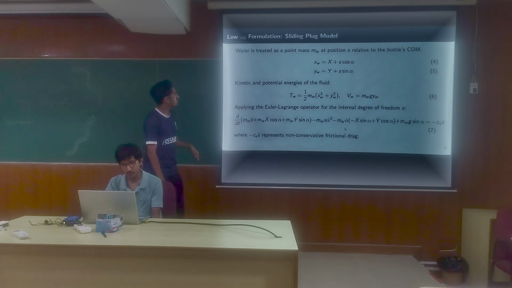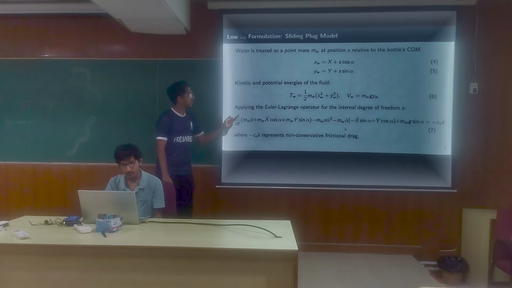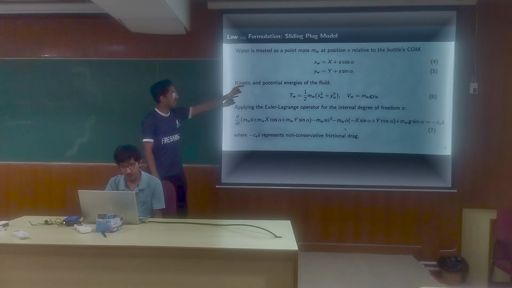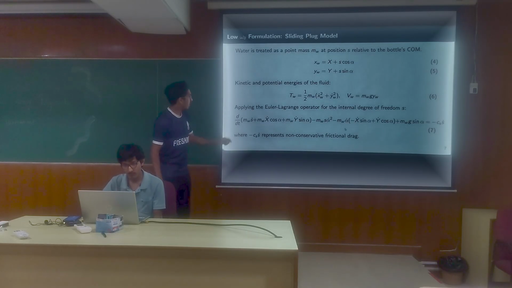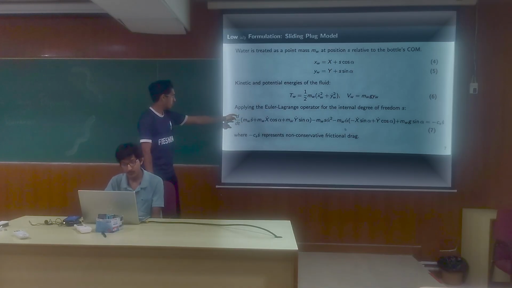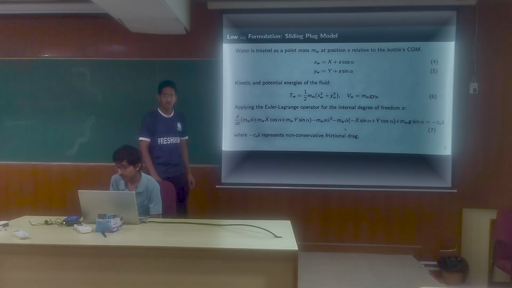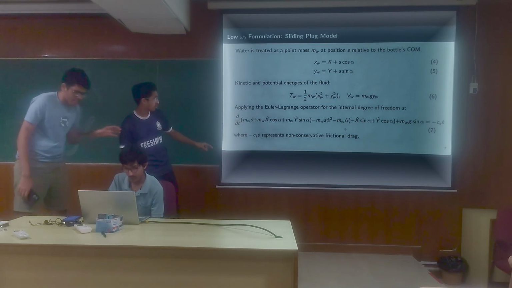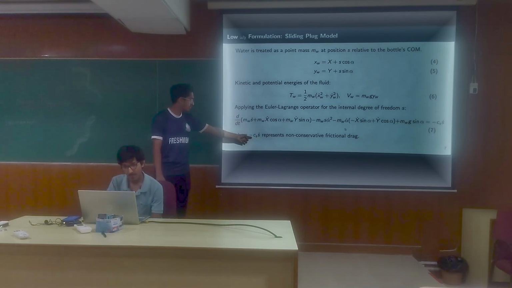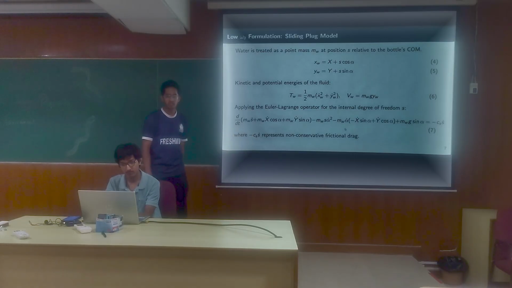So this is the equations part for the sliding plug model. We can very easily find the position of the mass as moving in one dimension, and it is given by that. S is the distance of the body mass from the center. So this is the equation which you get upon applying the Euler-Lagrange equation, and this minus C is what represents the frictional drag.